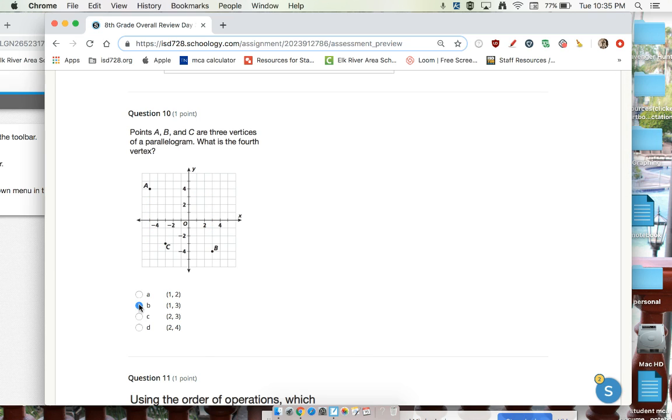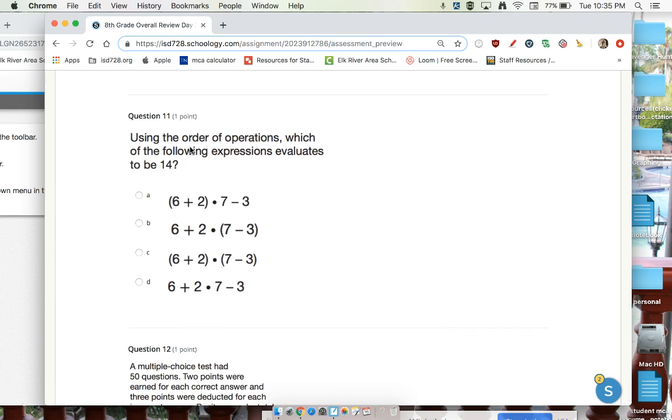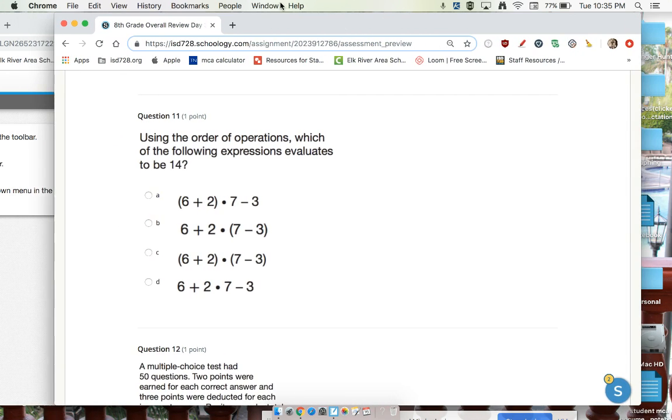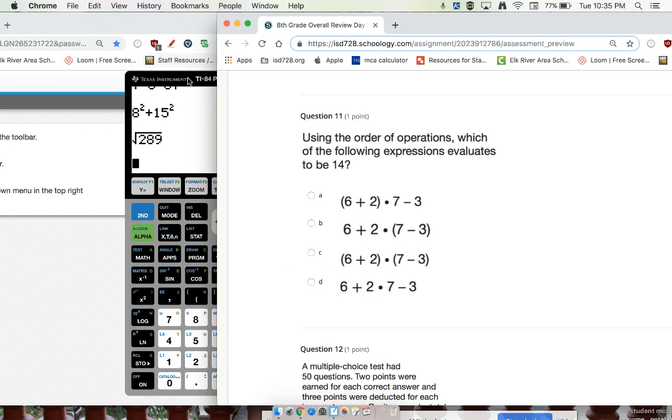So the point is 1, comma, 3. Again, the key word was parallelogram. Number 11. Using the order of operations, which of the following expressions evaluates to 14? This would definitely be one that you can just use a calculator for. All the non-calculator ones are with exponents, so you need to know those rules.